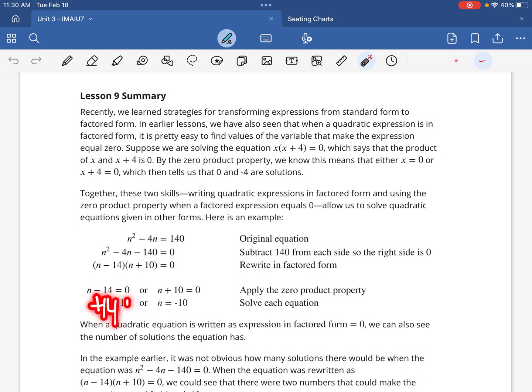Each of those equations we just need to solve. So this one over here, we add 14 to both sides, and we get n equals 14. Over here, we can just subtract 10 from both sides, and we get n equals negative 10. Or you could just look at it and you know what number minus 14 equals 0. Well, 14 minus 14 is 0, or negative 10 plus 10 equals 0. You don't necessarily have to go through and solve it, but you will come across ones that are a little more complicated later on, and it's good practice to take each factor, write it equal to 0, and then solve.